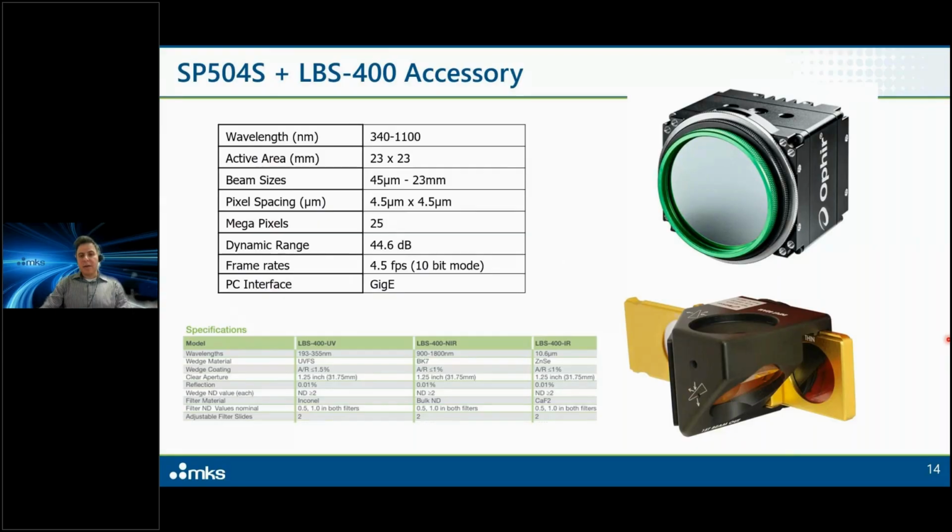In case the beam is relatively high power, we offer an accessory called LBS 400 for beam attenuation. It's similar to the LBS 300 that I showed previously, but in this case, it has a very large clear aperture of 32 millimeters, and it can fit UV, NIR, or even infrared lasers, and it can withstand laser powers of up to 1.2 kilowatt.